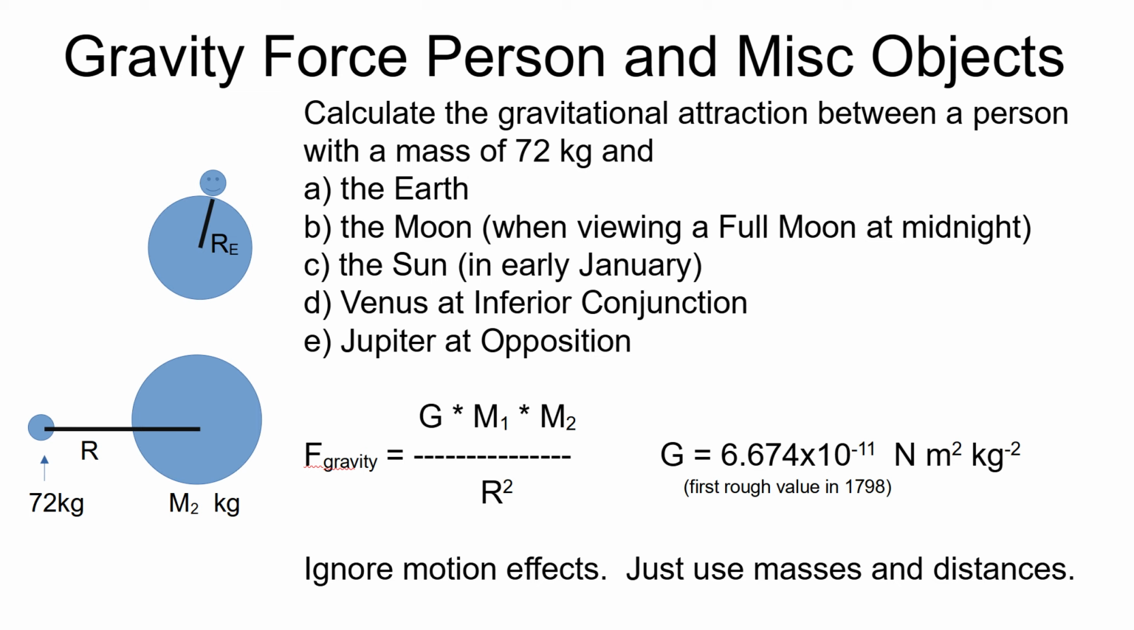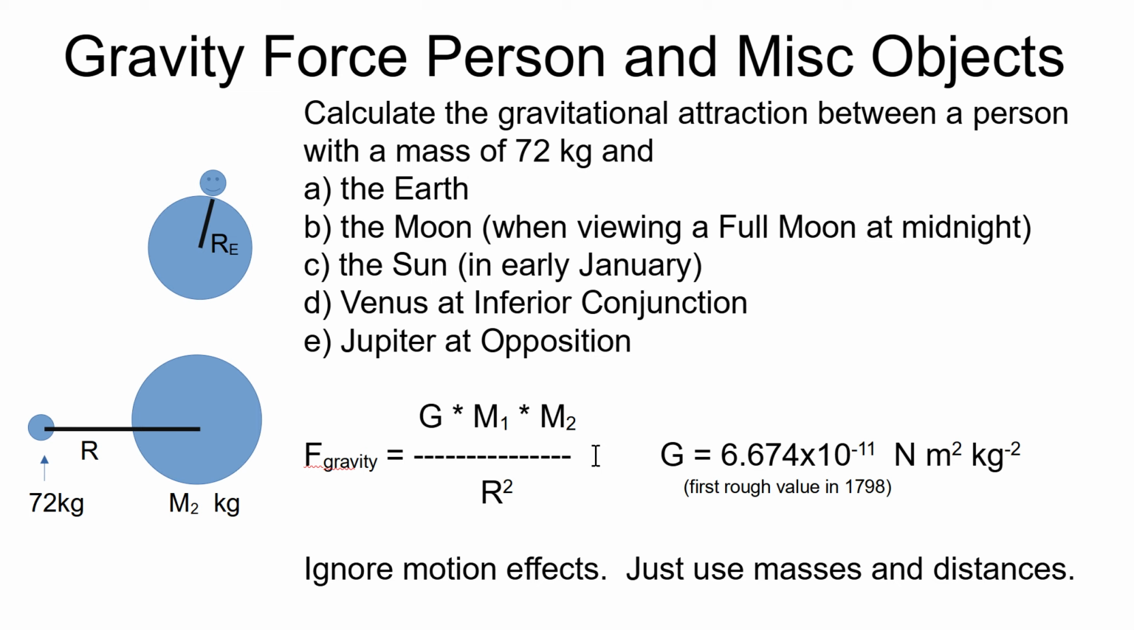Jupiter is opposite in the sky to the Sun. That's the time that Jupiter is closest to the Earth. We'll be using Newton's law of gravity. The force of gravity is the gravitational constant multiplied by the two masses and dividing by the square of the distance between the objects. And we'll be pretending that the person is a sphere, and the other mass that we're talking about is a sphere also.